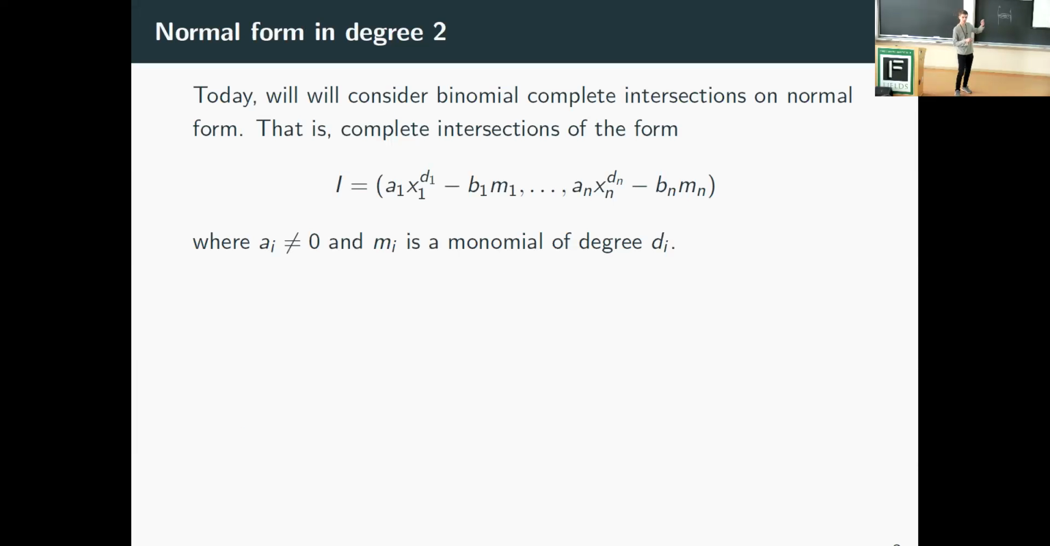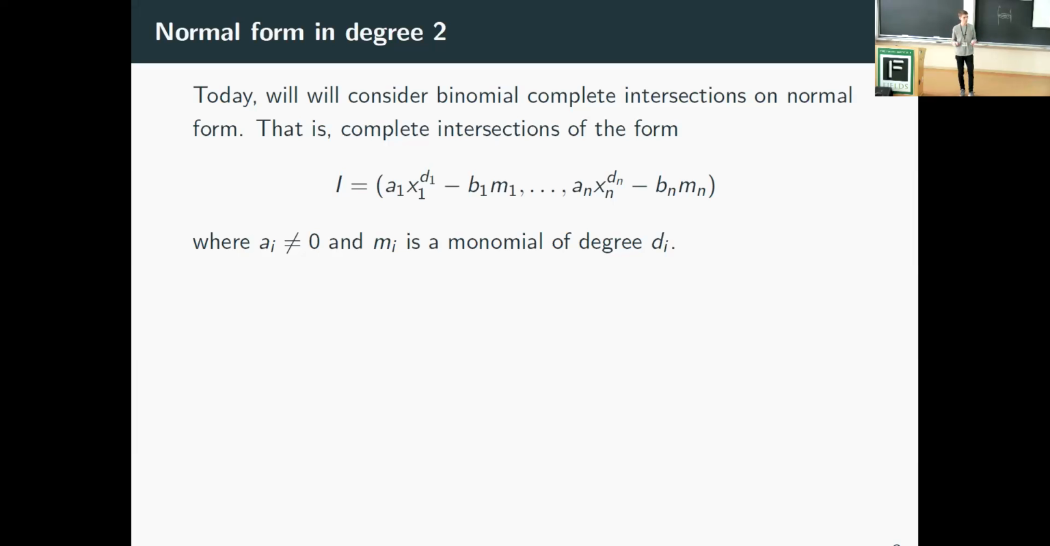We want to study a specific class of these binomial complete intersections: those of the form where the ith polynomial in this complete intersection has a non-zero coefficient in front of xi to some power. So in the ith binomial, we want the pure power of xi to appear. Why would this be interesting to study?